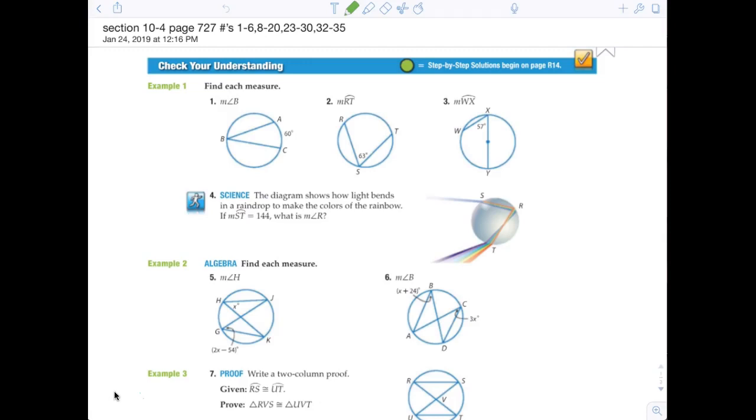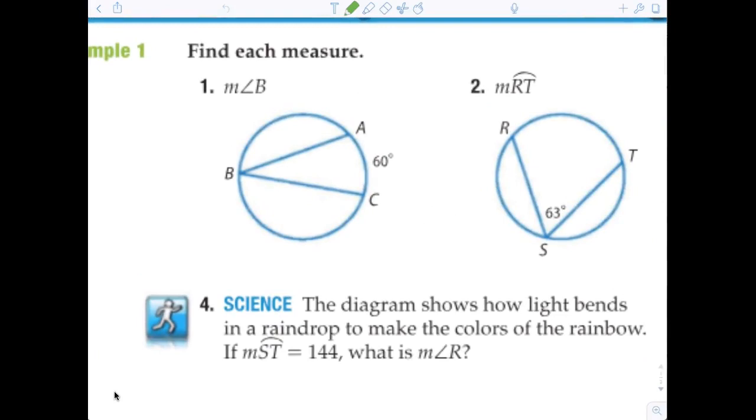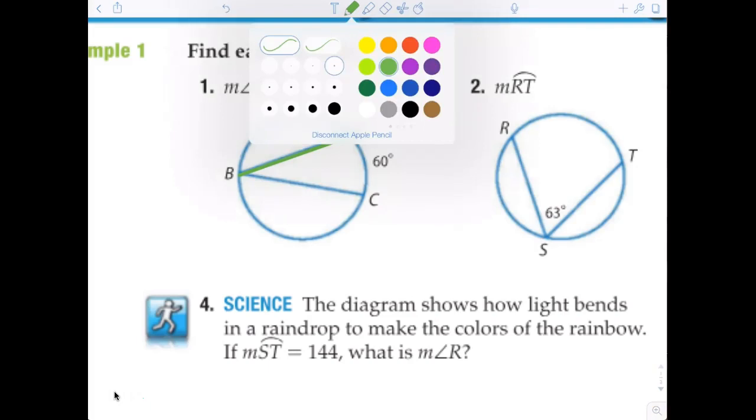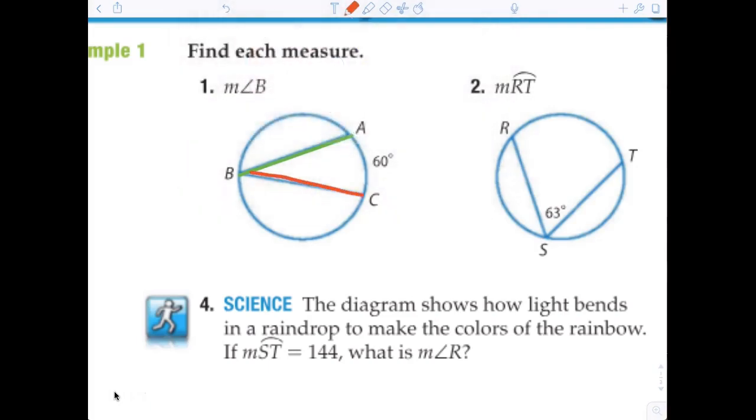All right. So again, all of these are inscribed angles. Now again, what I'm saying here is that the vertex is on the circle, the vertex B is on the circle. The simple rule is an inscribed angle is always half of the intercepted arc. It's always half of the intercepted arc.